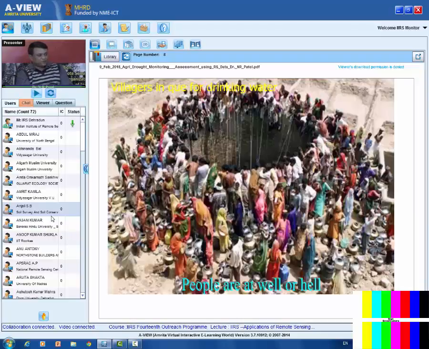Now you see here one picture that shows people are at hell, not at well. That means such a pitiable situation during drought where people have to stand in queue for long hours even for drinking water. This is an example taken during the 2002 drought. It was one of the severe droughts, and this is a picture of Rajasthan.